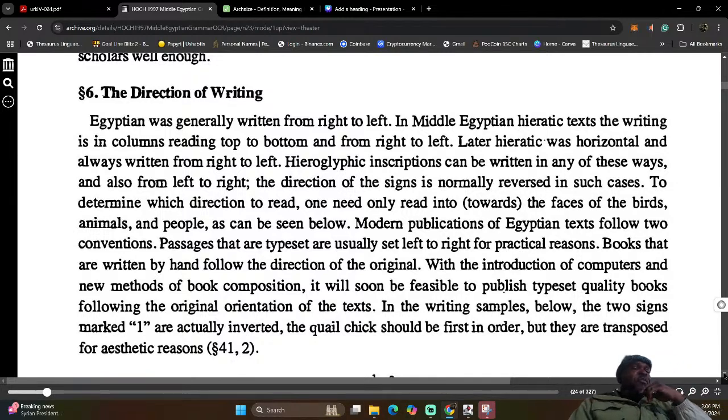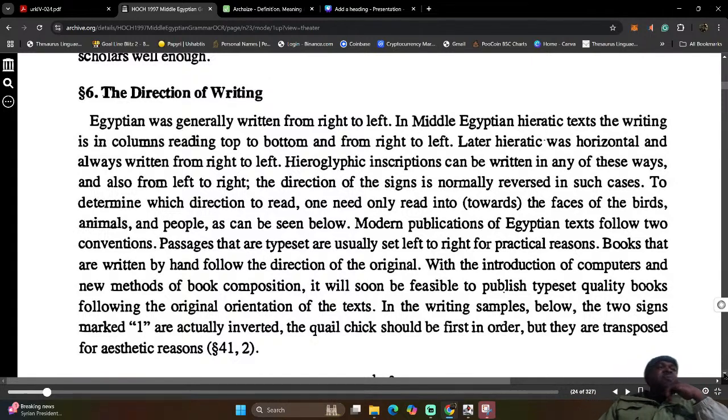Hieroglyphs can be written from left to right, right to left, or top to bottom. Hieratic is never left to right. If somebody starts doing that, they just messed up. Whenever there is a hieratic text on the screen, you always start on the right. It says later hieratic was horizontalized and always written from right to left.